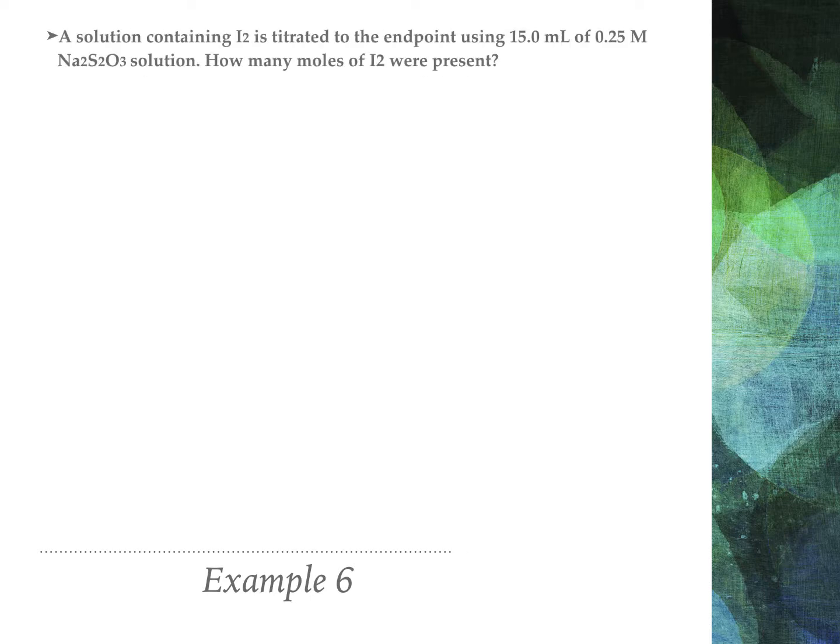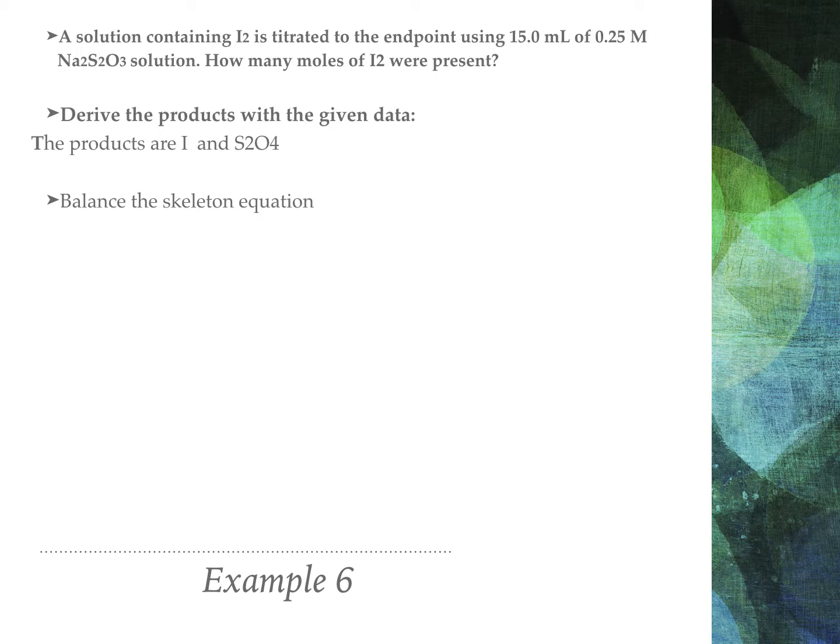Let's take a look at our final example. A solution containing I2 was titrated to endpoint using 50 milliliters of 0.25 molar Na2S2O3 solution. How many moles of I2 were present? We can derive the products with the following data. The products are iodide ion and S2O4.